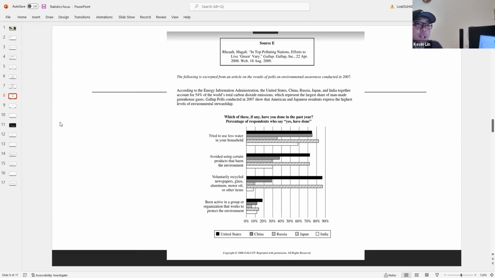So I'm looking at this one, it says, in top polluting nations, efforts to live green vary. This one's kind of a neutral source. It's not really advocating anything, but it does have a little data. It says, which of these, if any, have you done in the past year? Percentage of respondents who say yes, have done. And it shows people from the US, China, Russia, whatever, try to use less water, avoid certain products. So it gives me some data in terms of the trends of countries.